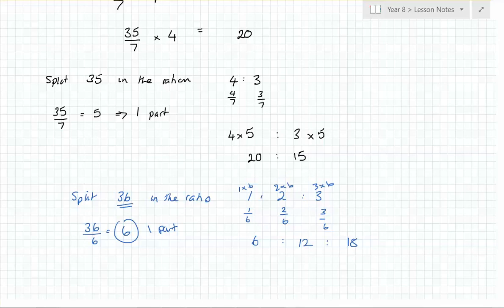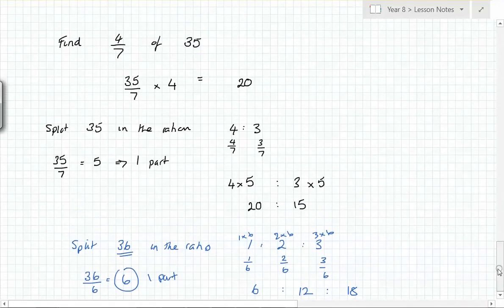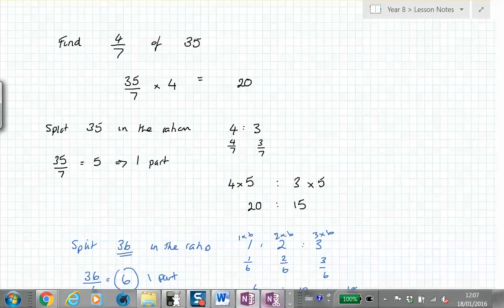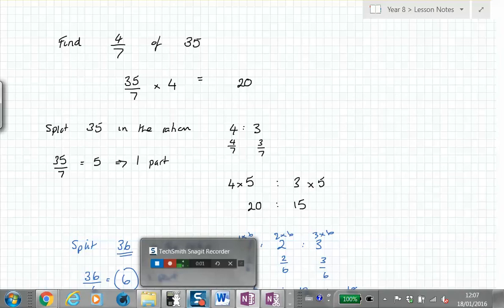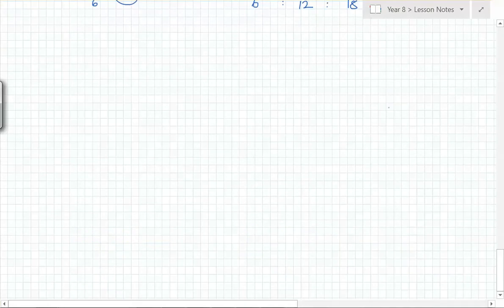So I'll let you write your notes. It's all there. And then you can get on with the next exercise, which is, I said, proportional division, which is basically that. Okay, let's go through a couple of answers just to check.